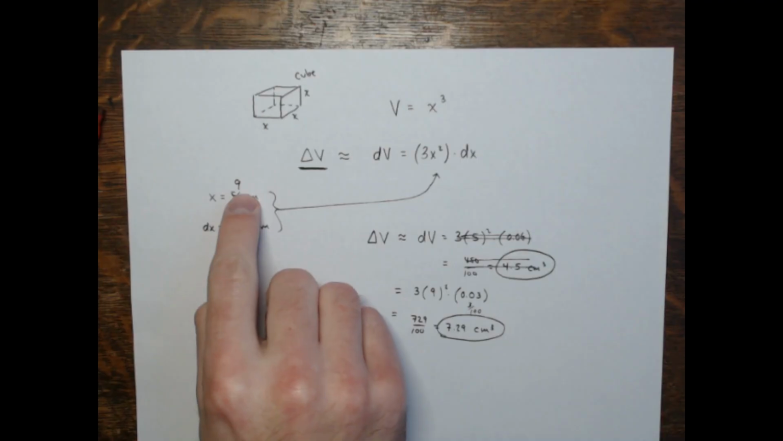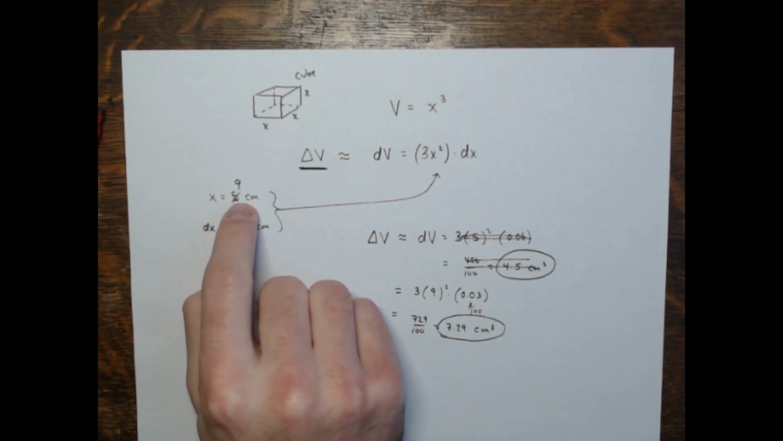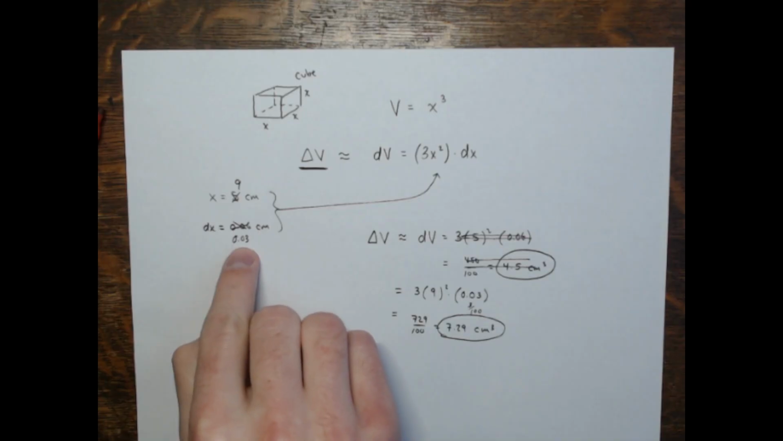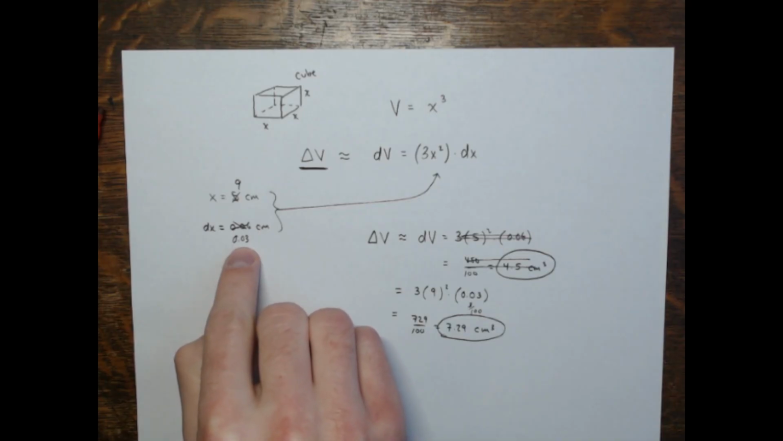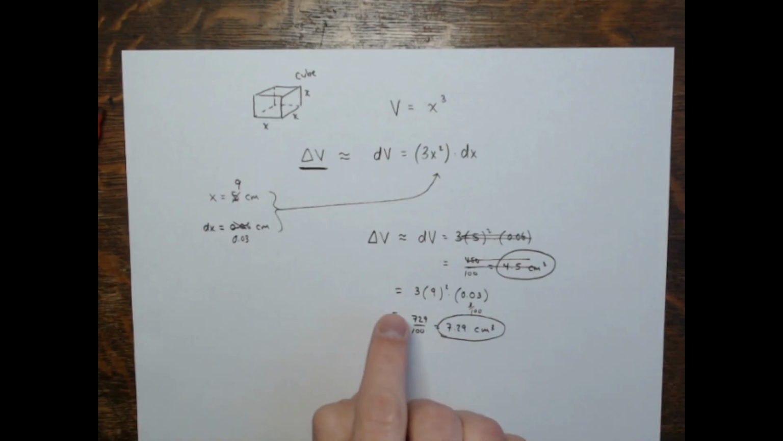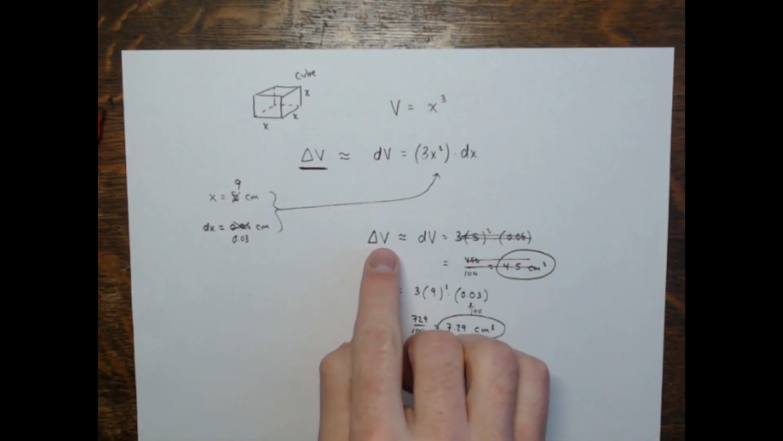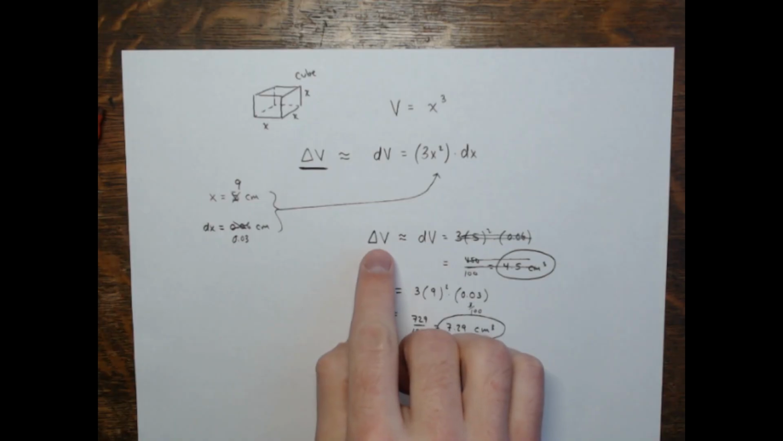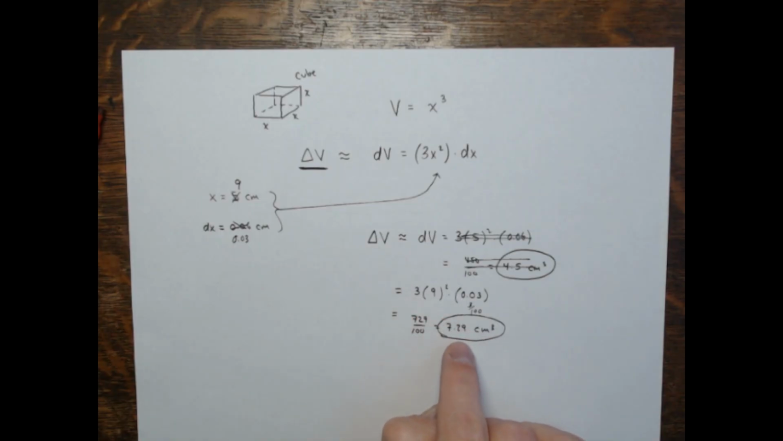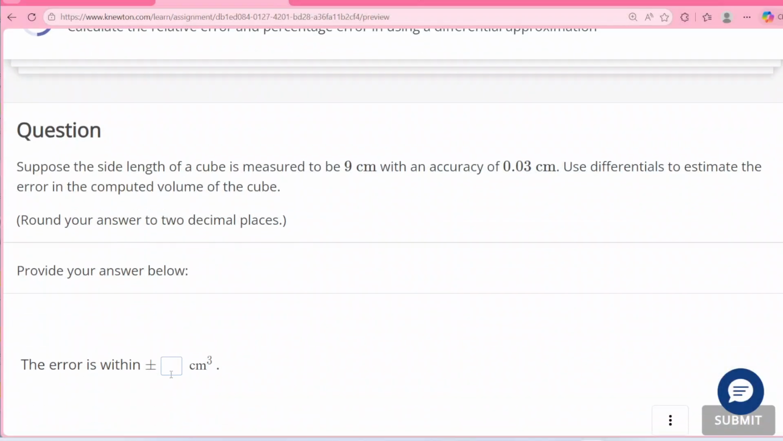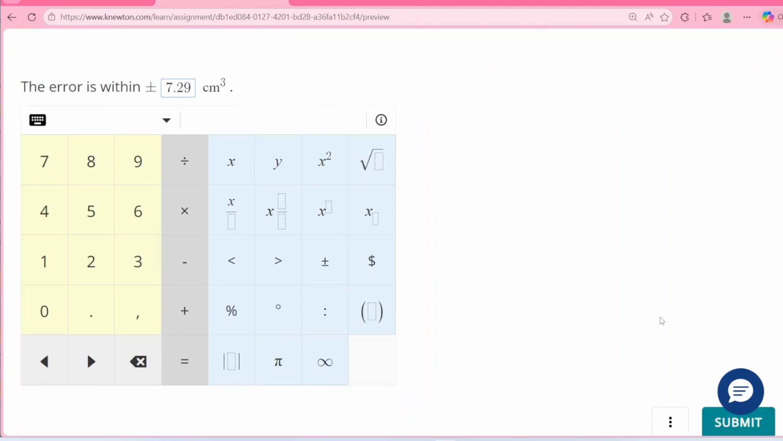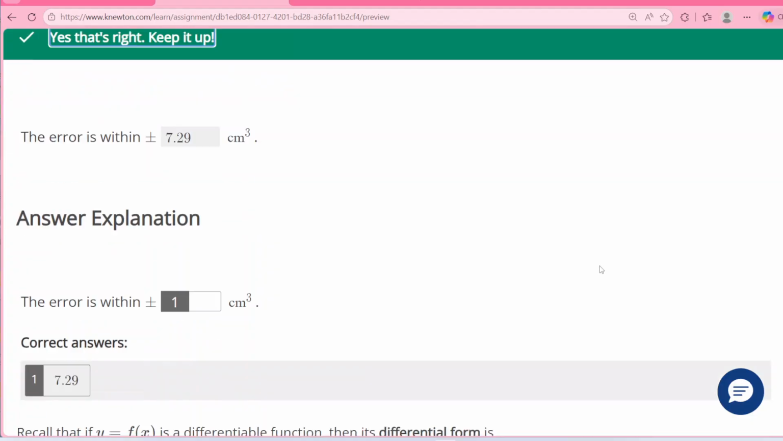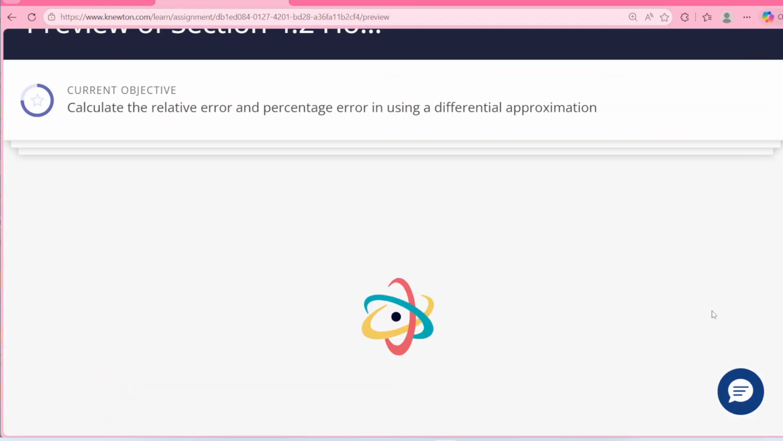So if we initially measure the side length of a cube to be 9 centimeters, if we were to change that by 0.03 in either direction, the amount the volume would change would be about 7.29 cubic centimeters in either direction. So I'm putting 7.29 here. Okay, great.